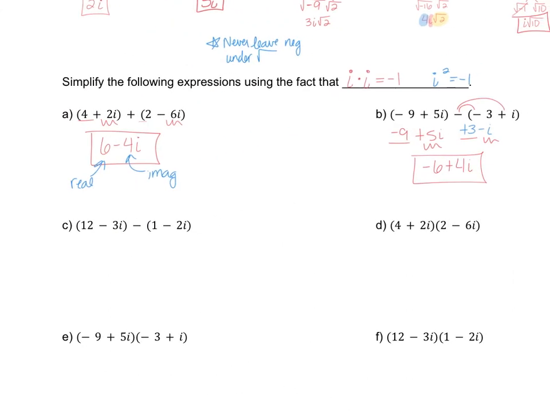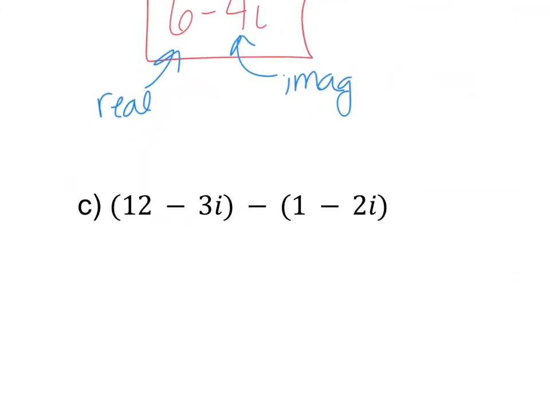Okay, try these next, or just do this next one. If you want to pause it, pause it. Try it on your own. But let's go ahead and distribute that negative first, of course. So this would be negative 1, and that would turn into positive 2i. I'm going to drop everything else down. I don't need those parentheses because they're not doing anything.